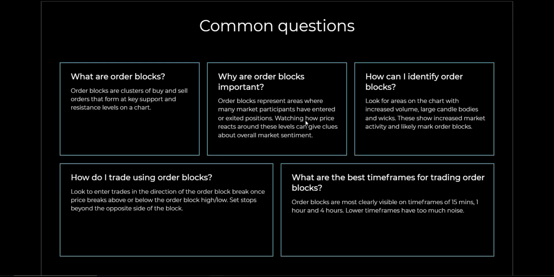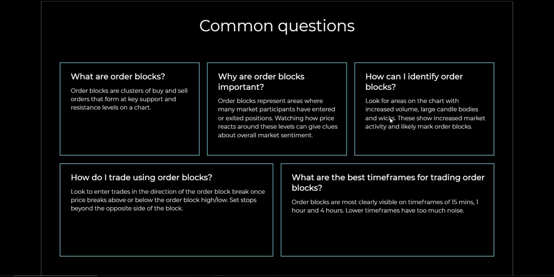So what are the common questions? What are order blocks? We've gone over that. Why are order blocks important? Order blocks represent areas where many market participants have entered or exited positions. Watching how price reacts around these levels can give clues about overall market sentiment. An order block can show key levels, key areas, so as soon as price enters those areas, that's when you definitely want to be most interested.